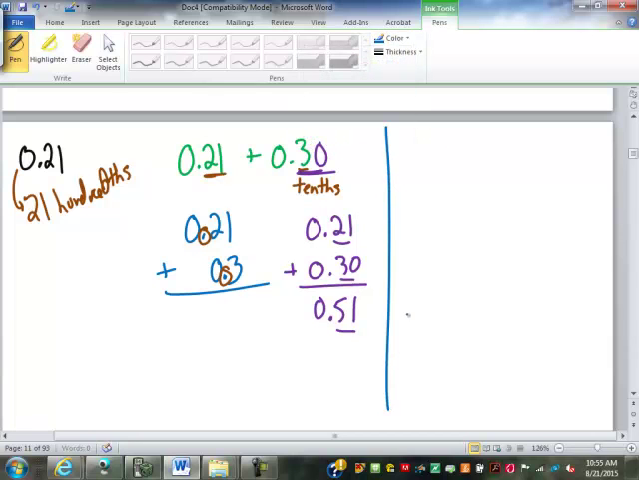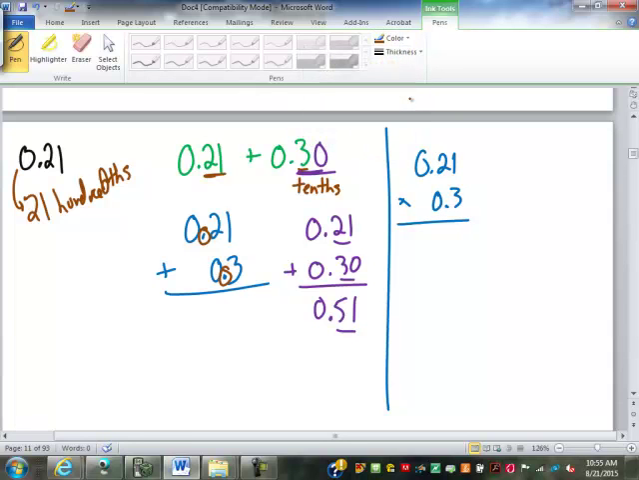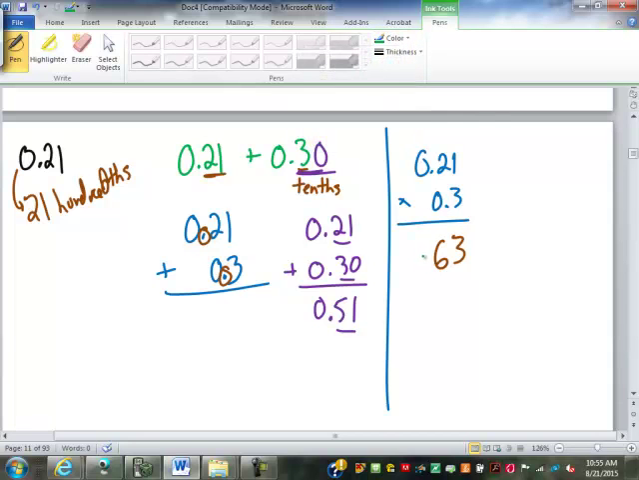When we multiply, do I have to line up my decimal point? No. Because when we multiply, we don't have to have the same name. So I can go ahead and set it up like this. 21 times 3 is 63. Where does my decimal point go? Add a 0 and put it right there.